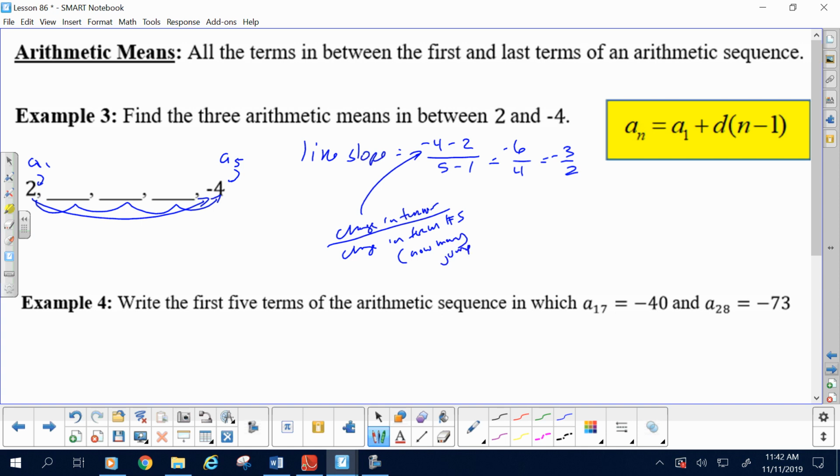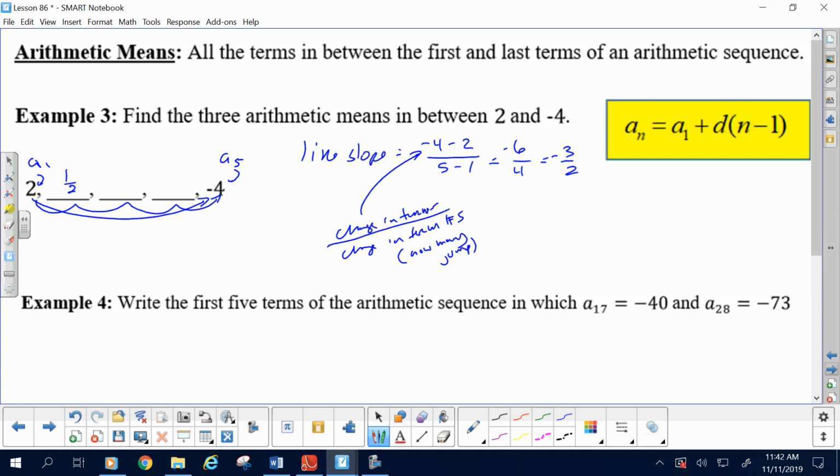To get from 1 to 5, you make 4 jumps. You follow me? Each jump then is negative 3/2 or negative 1.5. Now, based on that, if I start at 2 and go down 1.5, where does that put me? 0.5 or 1/2. Then I'm going to be at 1/2 and go down 1.5. Where does that put me?